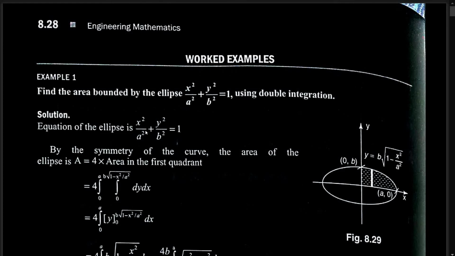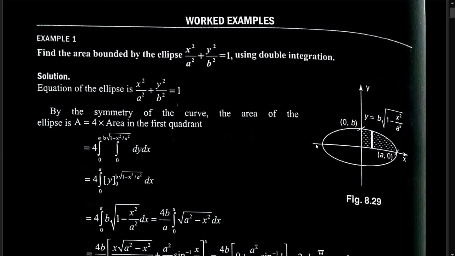In this video, we are going to see some examples in double integral to find the area of the graphs which are given. So the first example is: find the area bounded by the ellipse using double integration. So we know this is the equation of an ellipse and this is a rough graph of the ellipse.